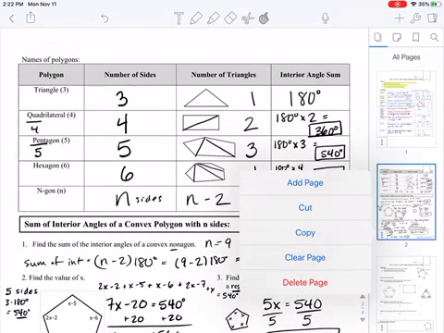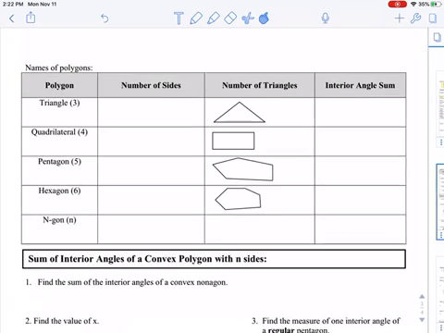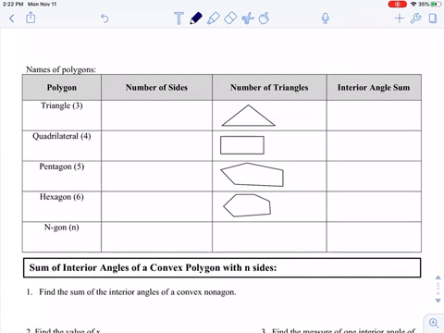Oops. So let me clear this and start over. Okay. So we're going to look at some polygons that we run across all the time. We're going to count the number of sides. We're going to count how many triangles it takes to make that figure, and then we're going to find the interior angle sum. So here's an example. A triangle has 3 sides, and it's just made up of one triangle, and the sum of the interior angles of a triangle is 180 degrees.